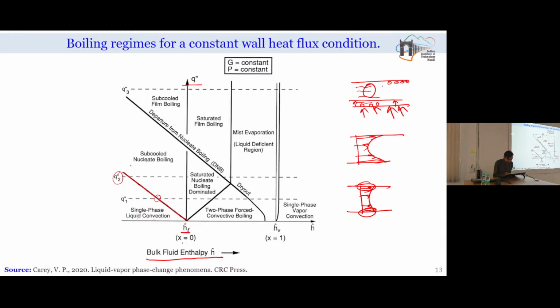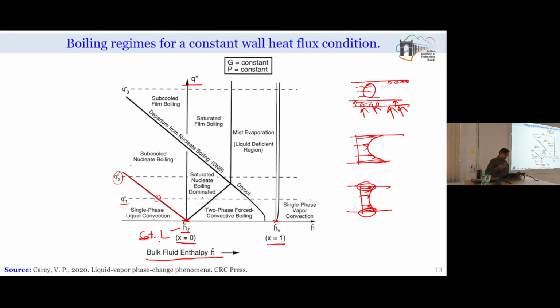this is my enthalpy value corresponding to x equal to 0. So, this point is saturated liquid, and this point marks our saturated vapor condition. Here you can see that when I operate at low heat flux conditions, single phase liquid convection then transitions to the nucleate boiling regime, then to two phase forced convection boiling, and finally it enters the mist evaporation regime, and after the mist evaporation regime it goes to single phase vapor.